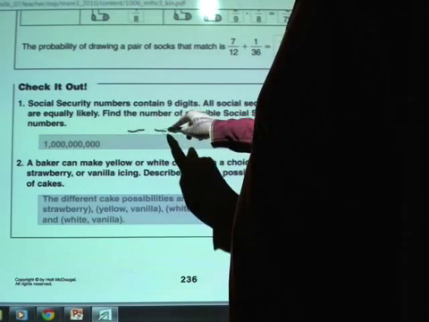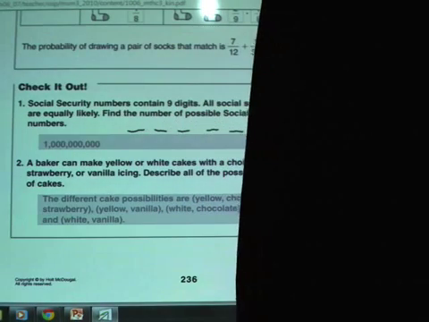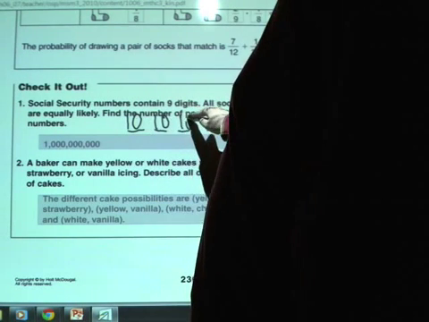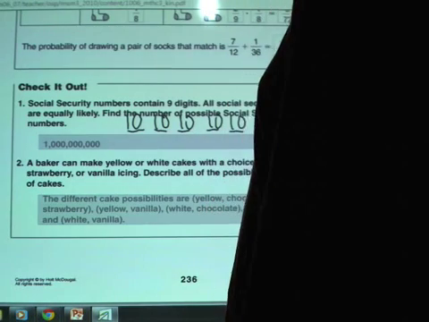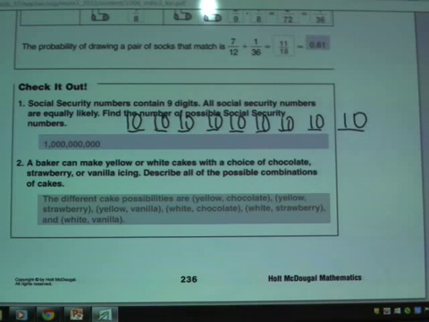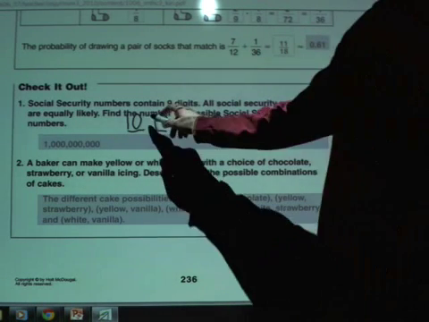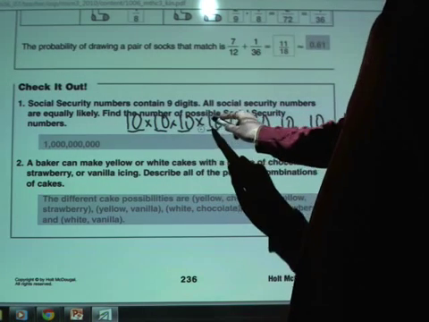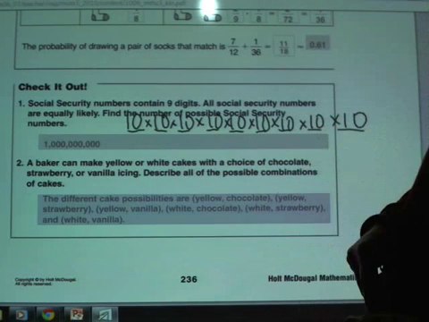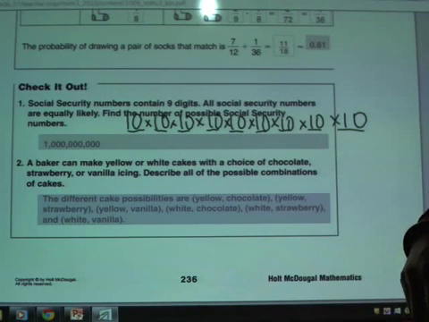So we've got 9 spots to fill in the card. 4, 5, 6, 7, 8, 9. There's 10 possibilities for each spot. So I'm going to take the number of possibilities I have at each spot and multiply those together to find the total number of possibilities. And when I multiply that together, I get 1 billion. So there's 1 billion possible Social Security numbers that consist of 9 digits.